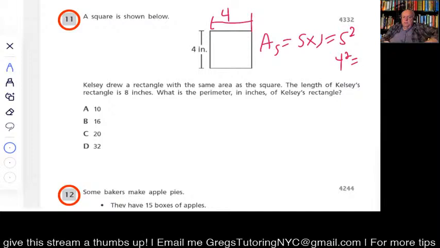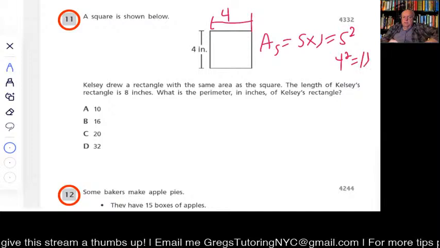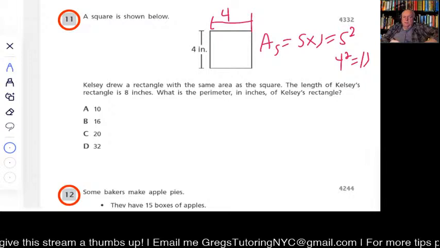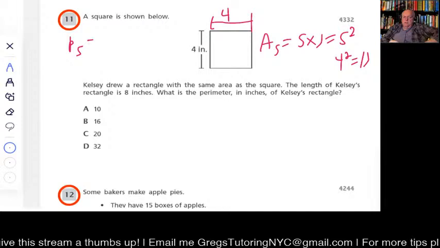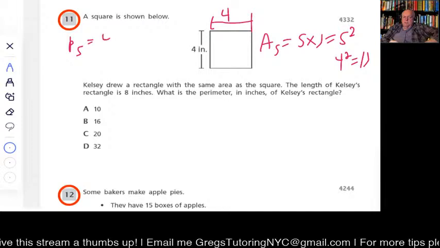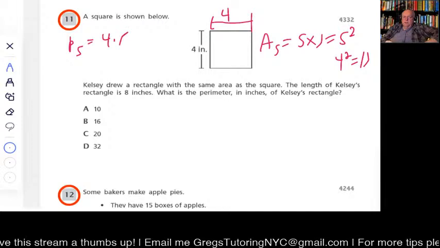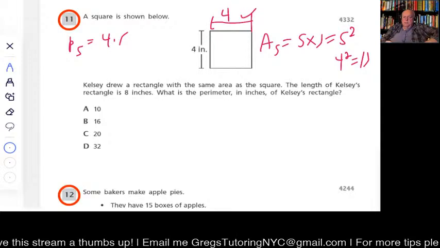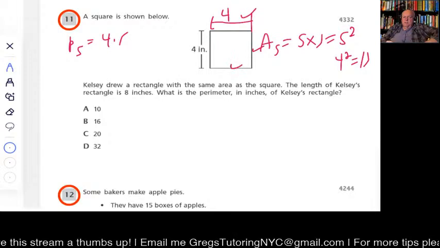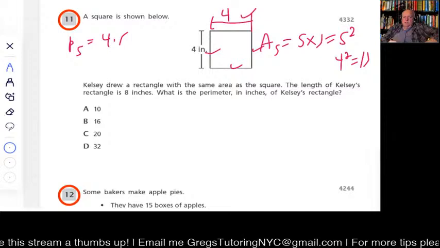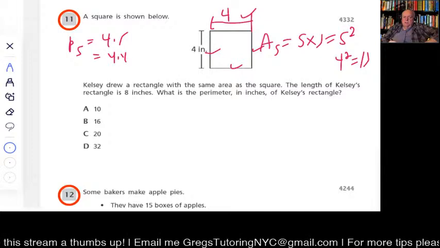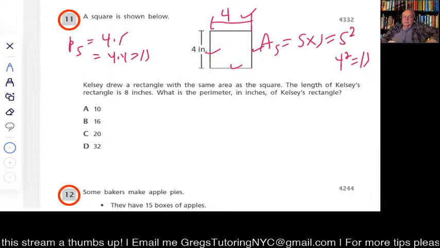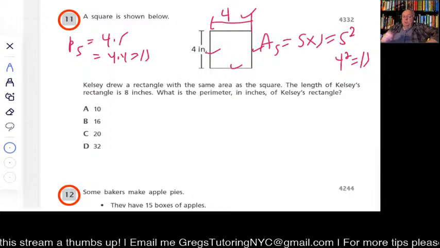And that's equal to 16. Okay, that's the area. If we were looking for the perimeter of the square, it'll be 4 times the side, because it's this side, plus this side, plus this side, plus this side. So in this case, it's 4 times 4, and that's also equal to 16. So it turns out in this example, the area and the perimeter are the same.